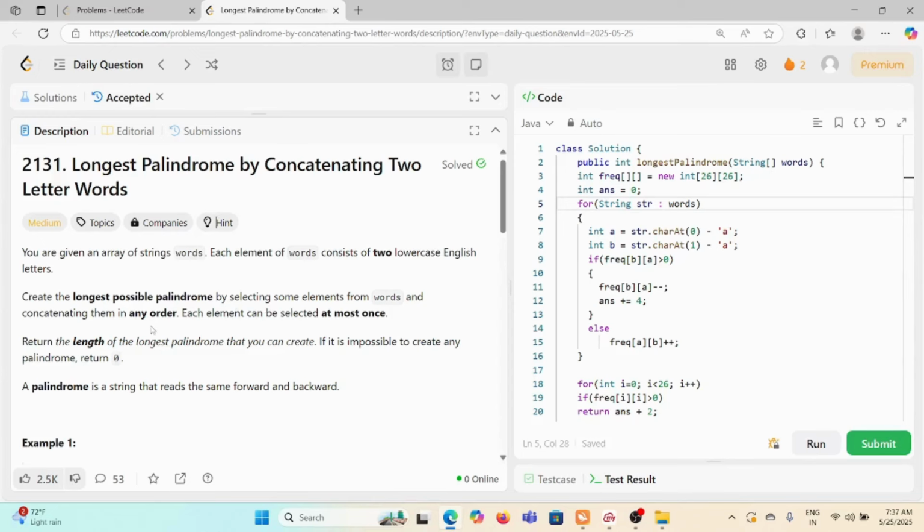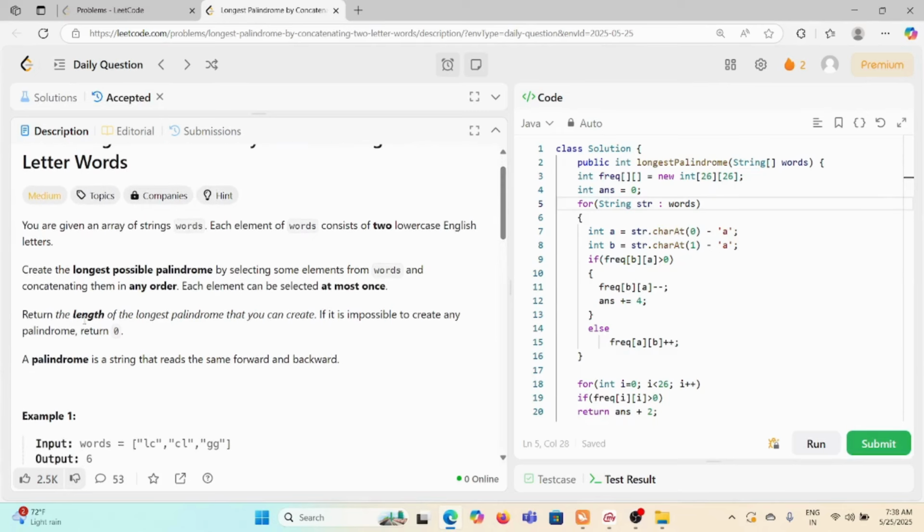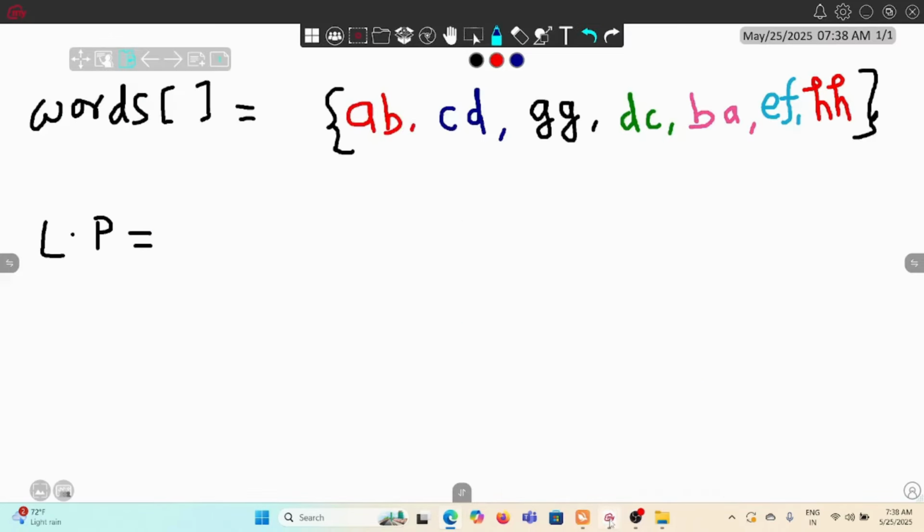So order doesn't matter. Each element can be selected at most once, so either we can select it one time or not at all. That is the condition. We have to return the length of the longest palindrome that we can create, or if it is impossible to create any palindrome, then we have to return 0. So basically we can understand it in this way.